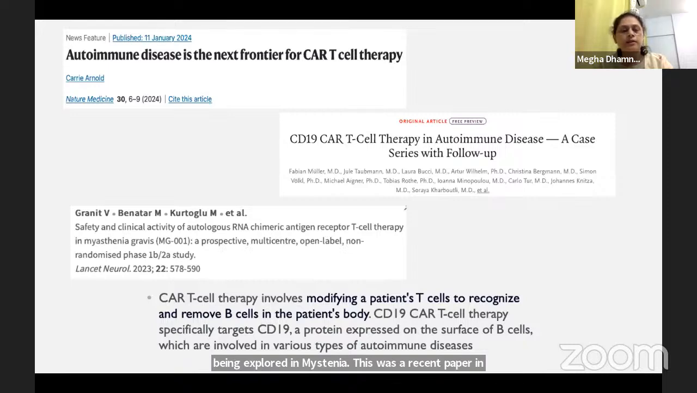CD19 CAR T cells. In fact, my husband is working on these CD19 CAR T cells in treating pediatric lymphomas and leukemias.